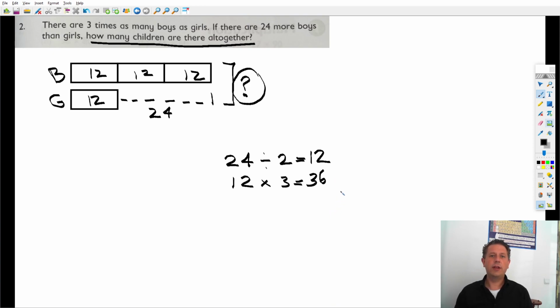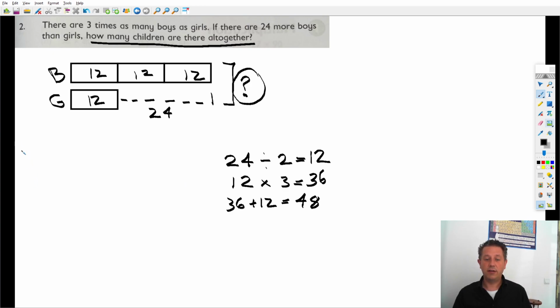Okay, so now we know how many boys there are, we know how many girls there are. Now, because I circled my question, I know now that that's not my question to answer, how many boys are there or how many girls there are. The question is to answer how many boys and girls are there. So I got one more equation to write, which is 36 plus 12. 36 plus 12 is 48. And that's my final answer.